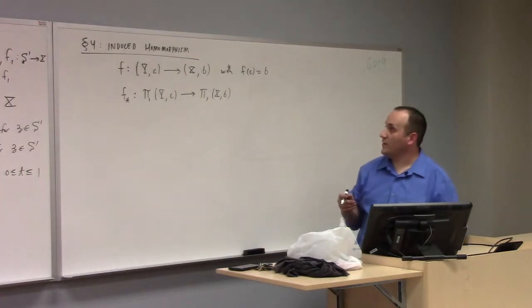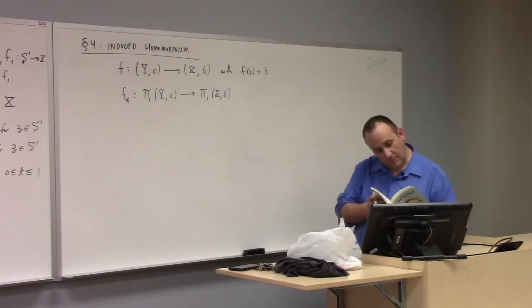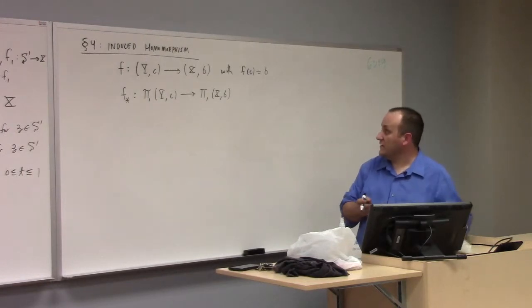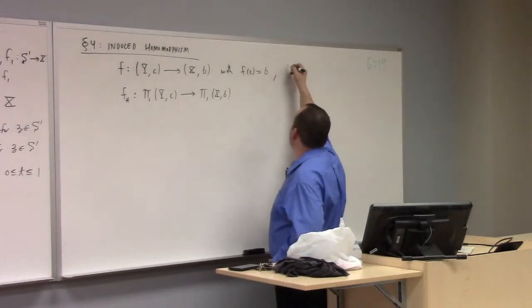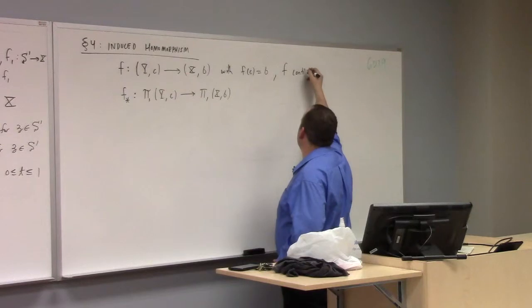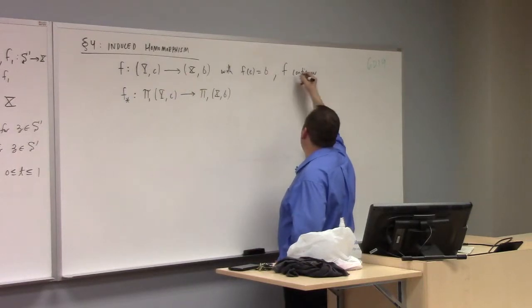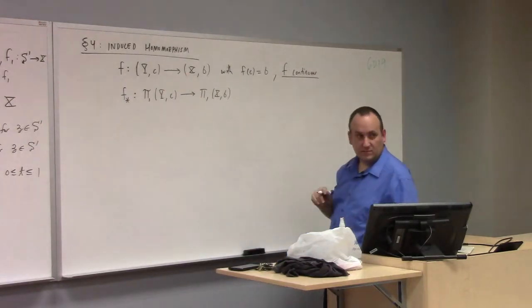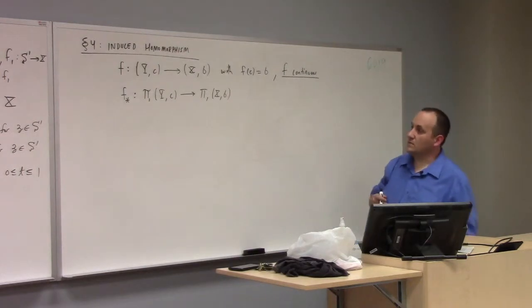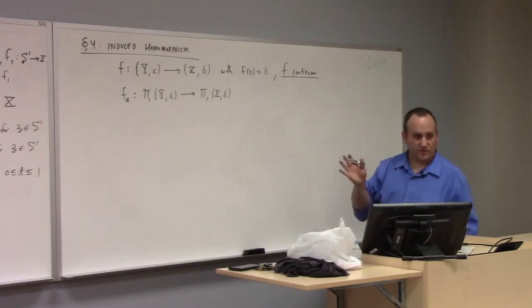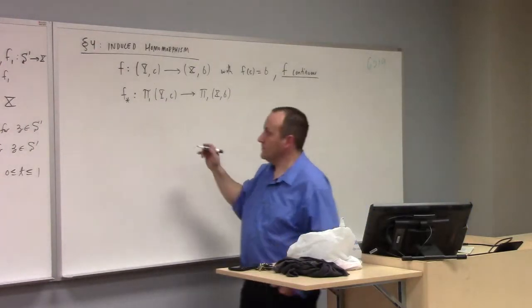Just homomorphism. F is continuous, not at the moment just continuous. So let's just draw a picture of what's going on here, okay?